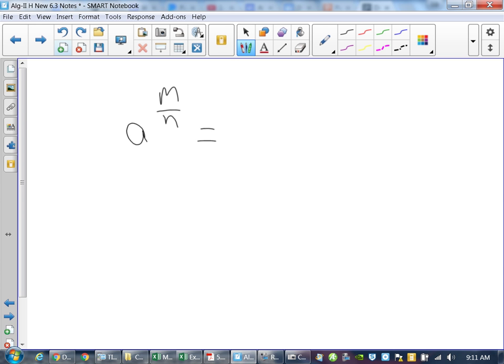What if I want to rewrite that as an nth root? What if I want to rewrite that from a fractional exponent to an nth root? What's the denominator? N. So that's your nth root. Because it's the nth root raised to a power.